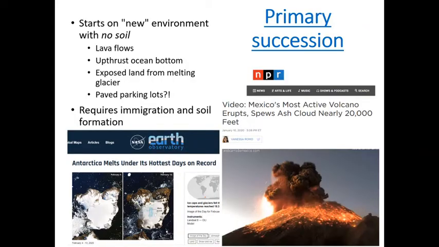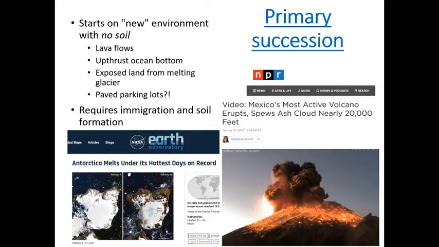Two different types of succession. First of all, we have primary succession. This is when some kind of very severe disturbance is going to pretty much wipe out all of the soil in a particular area, or expose bare rock for the first time. So for example, lava flows.